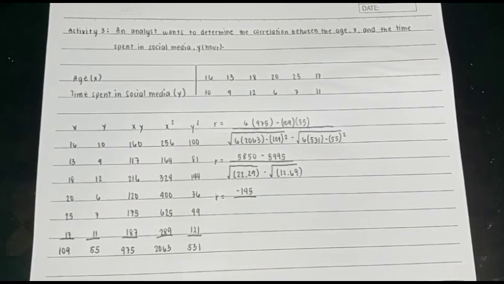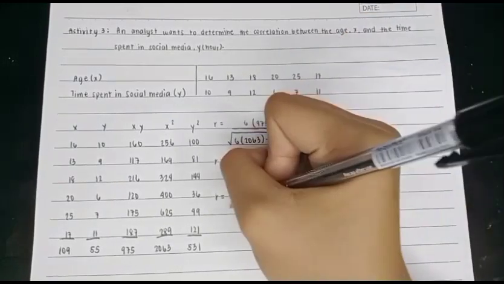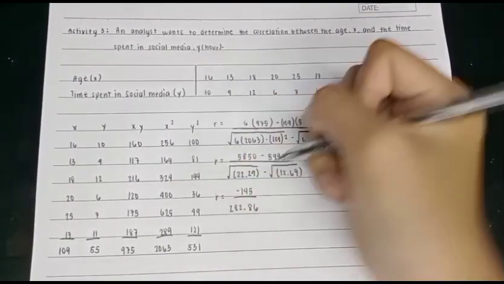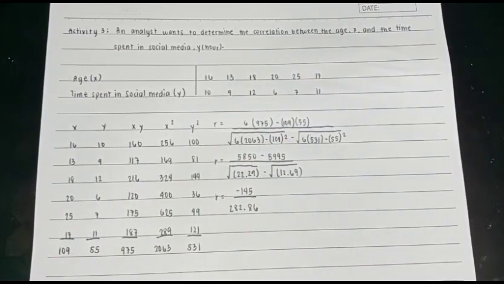Then, 22.29 times 12.69, and that will be 282.86. To get our final answer, we simply divide negative 145 by 282.86, and our final answer is negative 0.51.